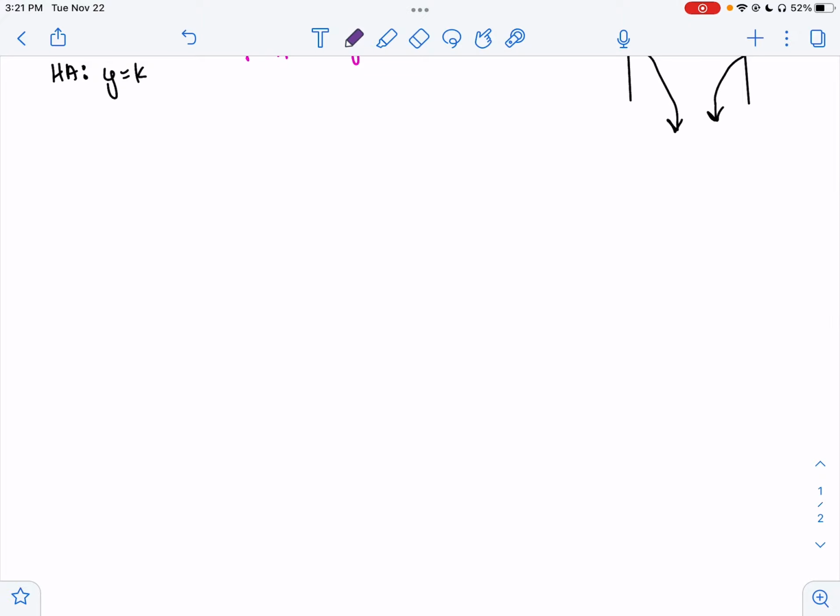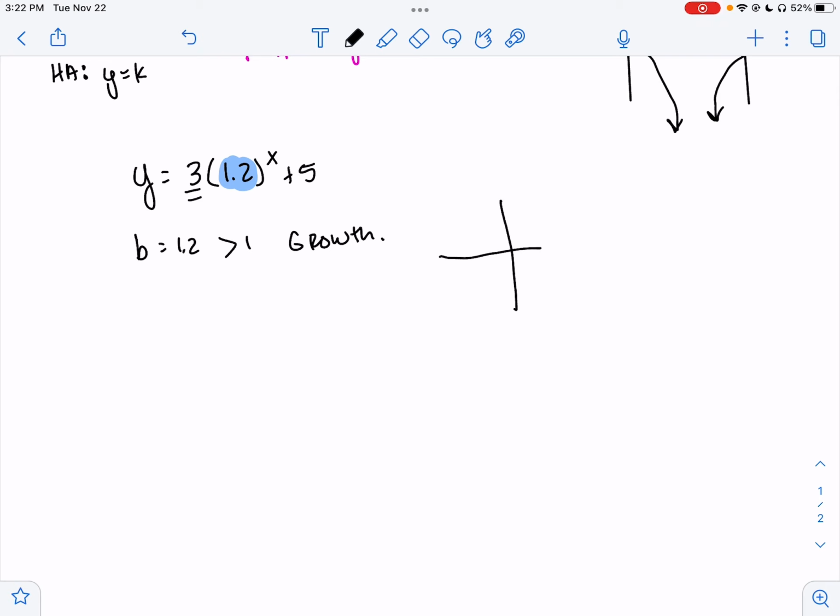So if we look at a really basic problem just to get started, let's say y equals 3 times 1.2^x plus 5. The first thing I'm going to notice is that my b value is 1.2. So b equals 1.2, which is greater than 1, so this is a growth graph. Because my a value is positive, I know I'm going towards positive infinity. So in a quick sketch, I just know I'm starting flat and going up to the right-hand side.